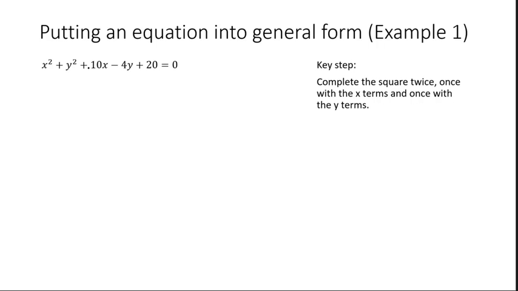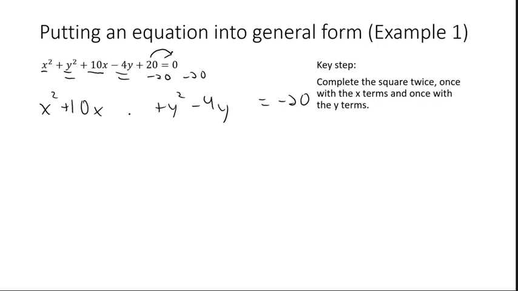So to do that, we want to get the x terms by themselves. So let's get the x squared plus 10x and put that together. All right, and then the y squared and the minus 4y we'll put together. And then the plus 20, we'll bring that 20 over to this side. All right, so it's going to be equal to negative 20.